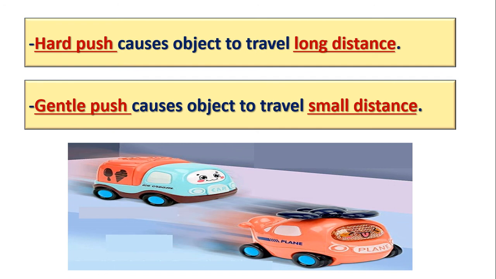If you make a gentle push, like a soft push, will the object move for a long distance or a short distance? Super, it will move for a short or small distance. So, the hard push makes things travel for a long distance, and the gentle push makes things travel for a small distance. To make something move for a long distance, you should make a hard push. Excellent. And to make something move for a small distance, you should make a gentle push. Excellent. Super.